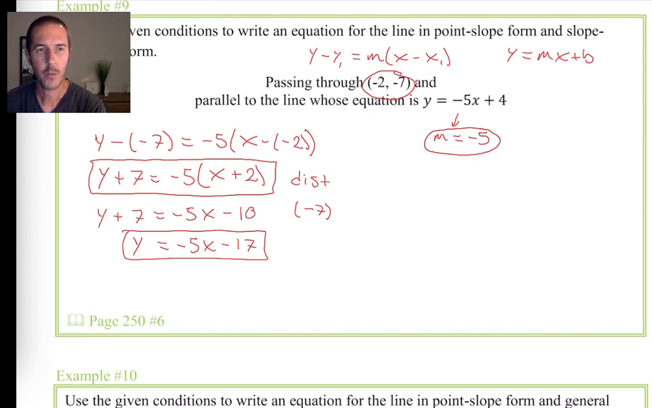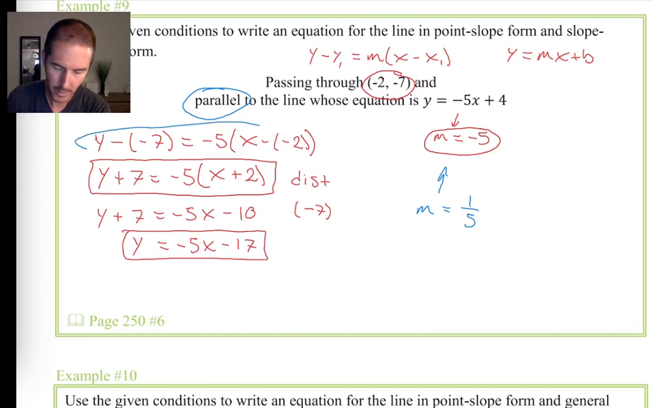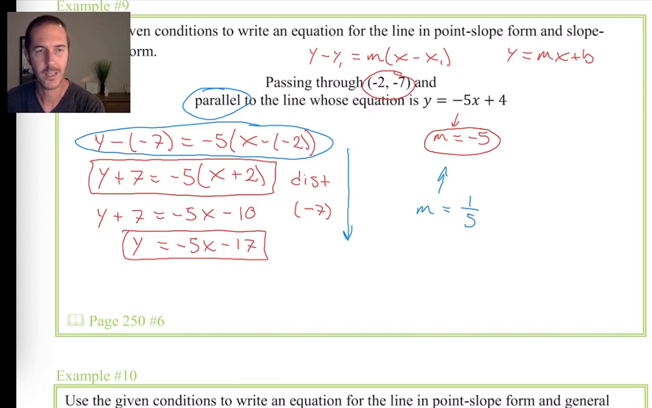And if this problem had been different, instead of it saying parallel, if it had said perpendicular, then we would not be using a slope of -5. We would use the opposite reciprocal, and our slope would have been positive 1/5. And we would have used the same x1, y1 of -2, -7. So using the same point but plugging in a different slope, that would have happened here, and then the rest of these processes would have been the same. So just the initial setup of your point-slope form equation would have changed, and then everything else would have been the same. Let's see what happens in this next example.